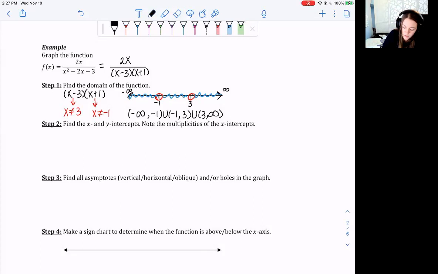So with x-intercepts, we're looking at where that numerator is equal to 0. I'll just write the entire function here, but we're only looking at the numerator. So that gives us the x-intercept x equal to 0. It's only raised to the power of 1, so its multiplicity is 1. And that's going to mean that we cross at that x-intercept.